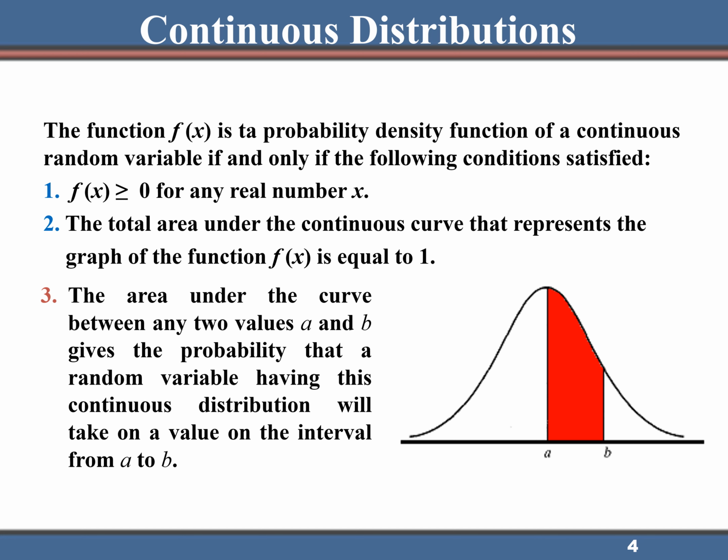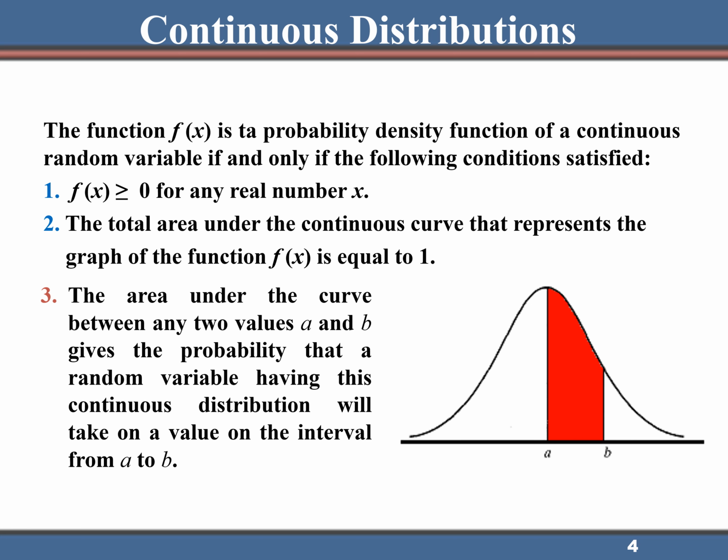3. The probability that a random variable has a value between two real numbers, a and b, is equal to the area under the curve and above the interval ab. This is illustrated by the red region in the figure.